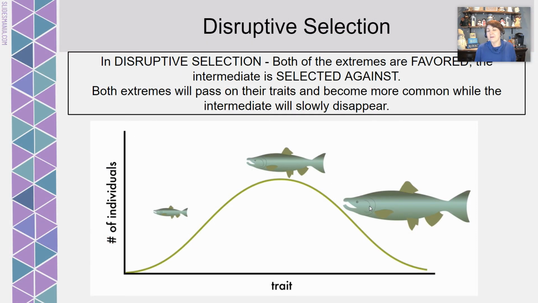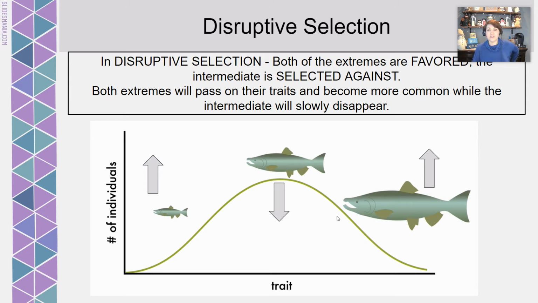All right, the last one is my favorite. It's called disruptive selection. In disruptive selection, both extremes are favored, meaning it's good to be on either side. And so we will see an increase in those extremes because they are selected for. And the intermediate or the average trait is actually bad to have. It's selected against. So we will see a decline in the intermediate.